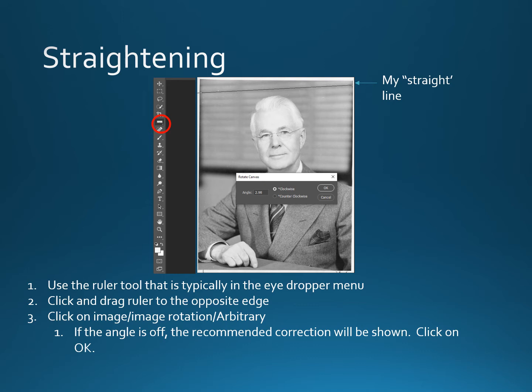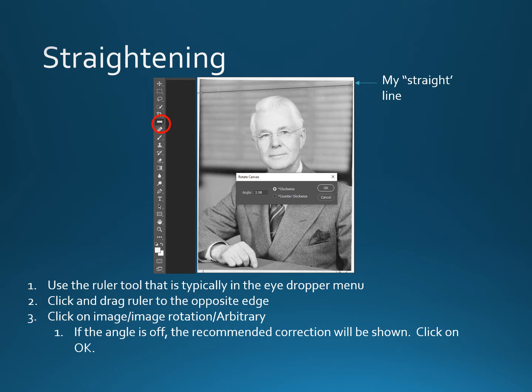And then once you have that line selected, you can go up to the menus in Photoshop and go to Image, Rotation, and Arbitrary. I'm not sure why they chose the term arbitrary, because there's nothing arbitrary about this, because you've given Photoshop the specific information that it needs in order to correct this image so that it is straight. So it's not very arbitrary, but it works well.